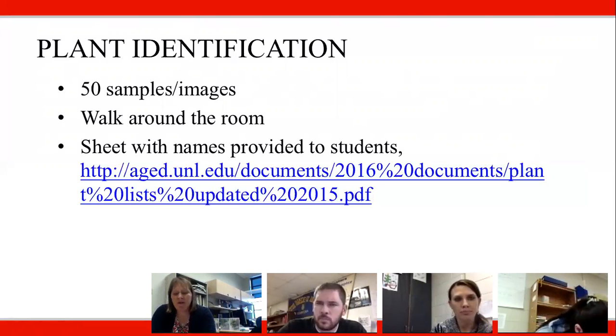Like I said, I have all the plants and all the items, all the equipment listed on the sheet, and they just put the number down for that particular item. And the plant list and the equipment list is online as well.